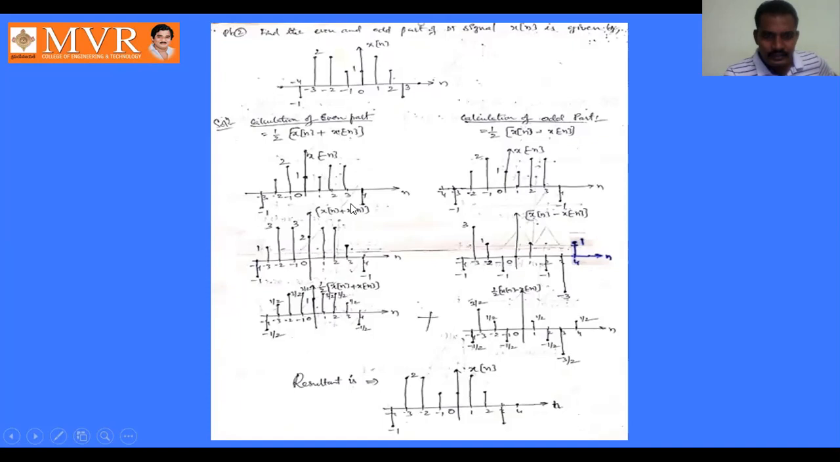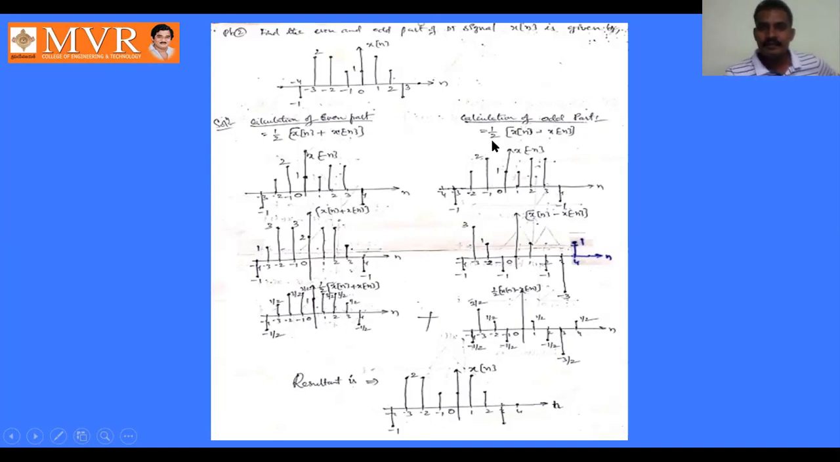2 minus 1, 1. And at 4 the values are 0 and minus 1, so it is minus 1. This is x of n plus x of minus n. By halving this x of n plus x of minus n, it will become like this: minus 1 by 2, 1 by 2, 3 by 2, 3 by 2, 2 by 2 that is 1, 3 by 2, 3 by 2, 1 by 2, and minus 1 by 2. So this is the even part of our given signal.